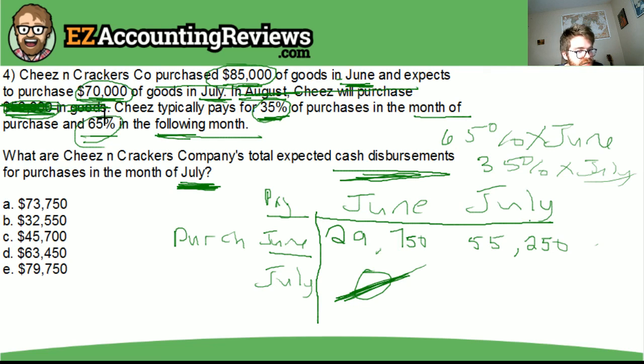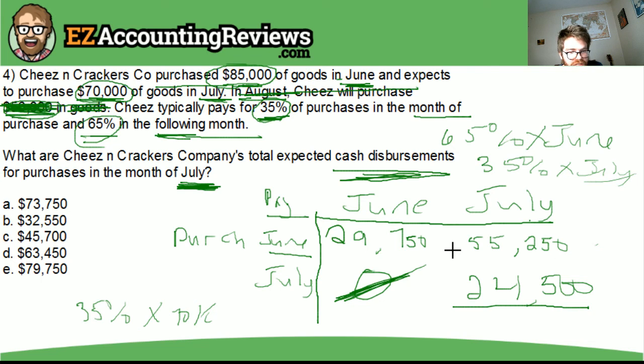So take 35% and multiply it here by that 70K. Sorry, I don't have a lot of room here. I'll write it for you. 35% times 70K. And that's what you pay out in July of July's purchases. There you go. 24,500. Now that is what you pay in July.